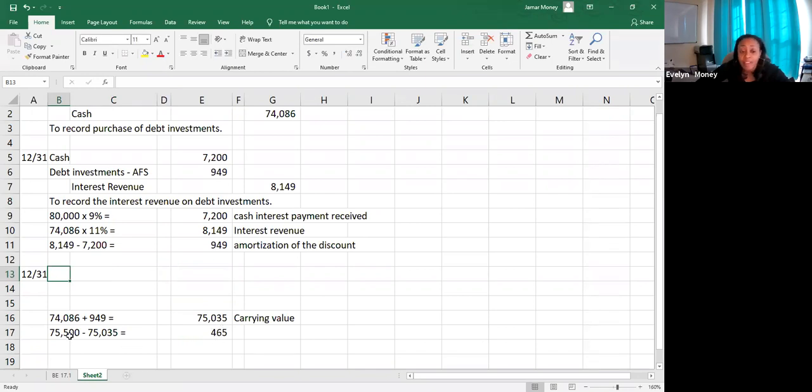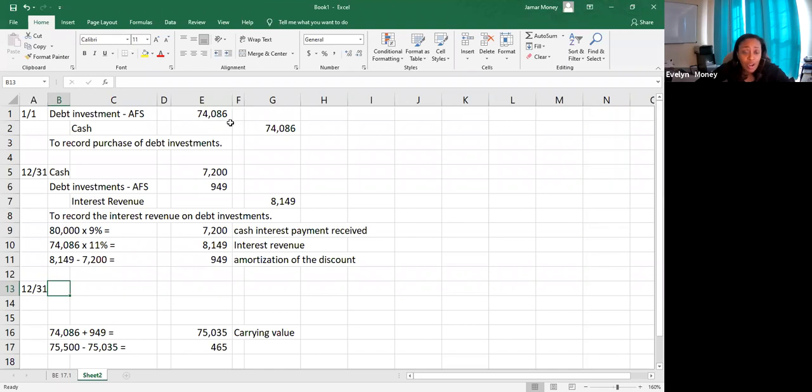I want the balance to be 75.5. So I need to add this 465 to the 75,035 on my balance sheet. So what does that mean? I'm not going to hit that account directly because I have to show that account at amortized cost. What I'm going to do is hit my fair value adjustment account.